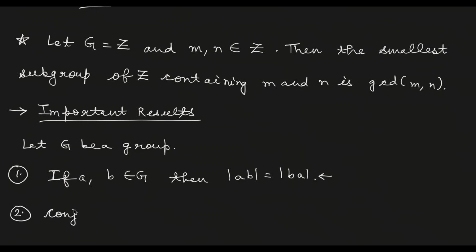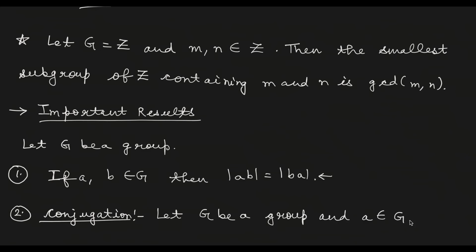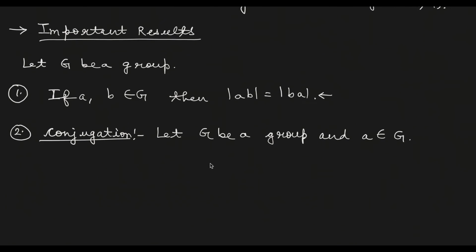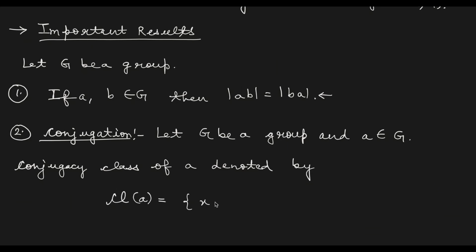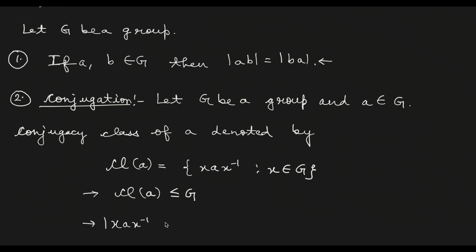Next, conjugation. Let G be a group and A belongs to G. Then the conjugacy class of A is denoted by class of A. This is equal to XAX inverse such that X belongs to G. So class of A is a subset of G, and order of XAX inverse is equal to order of A.